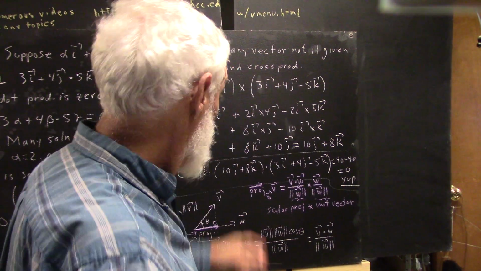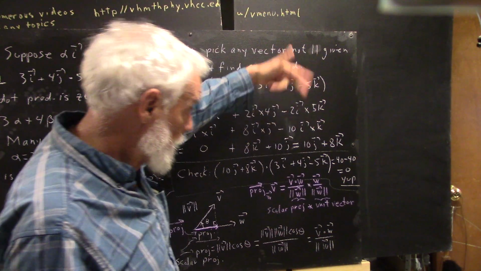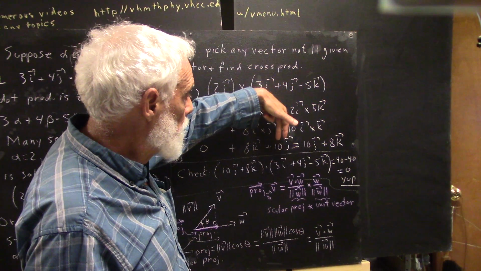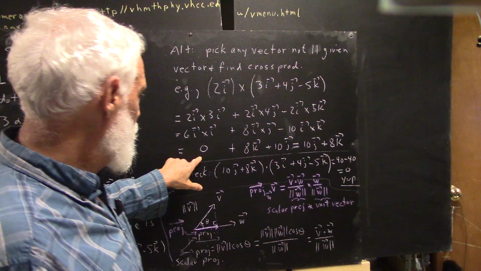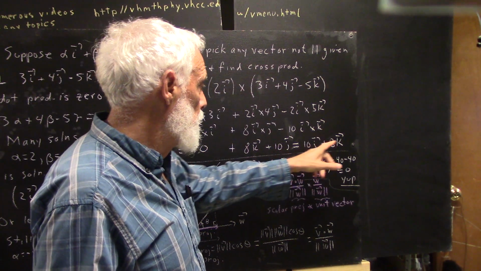Okay, simplifying what we got here. Again, the negative 10 i cross k, for the reasons I just pointed out, i cross k being negative j, is going to be positive 10 times j. And then I rewrote that. I didn't have the 0 here, didn't need that. It's just 10j plus 8k.